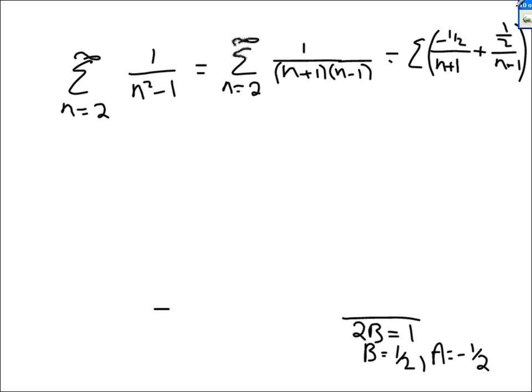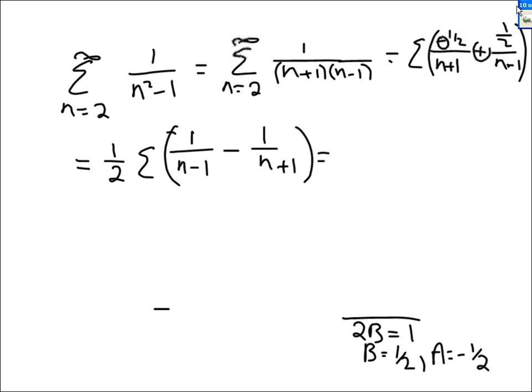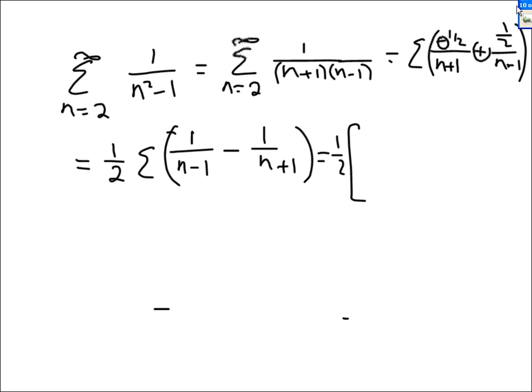Okay, I'll factor out a half. And I like to say positive stuff first. So I'm going to say 1 over n minus 1 minus 1 over n plus 1. And this is going to telescope. And since it's going to telescope, let me write it on the next line. We have a lot of space.